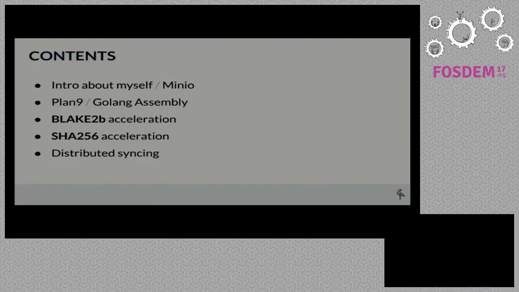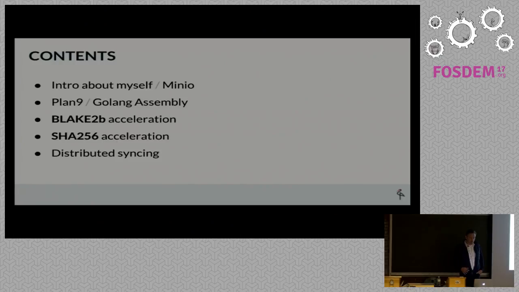A little intro about myself and Minio. Then I'd like to speak sort of in general a little bit about the Golang or Plan 9 assembly capabilities that Go offers. Then discuss two projects that we've done with this: BLAKE2 acceleration and SHA256 acceleration. And finally some slides about some distributed syncing stuff that we've been doing.